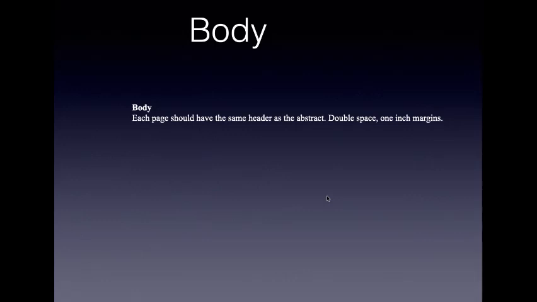Now, the body of your paper can vary. It depends on what your body has to do for your paper. A lot of APA papers follow the MLA style for how they write their essays, which is a five-paragraph essay, which includes your introduction, three body paragraphs, and a conclusion. But this should all be set up with double spacing and one-inch margins.